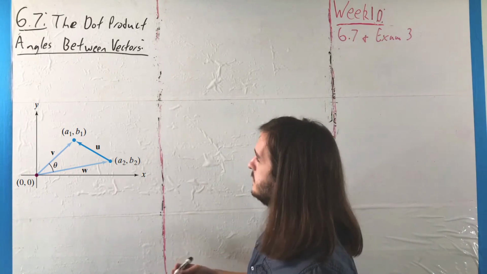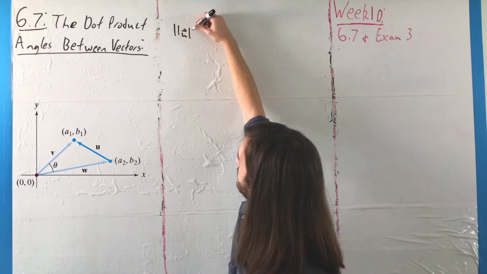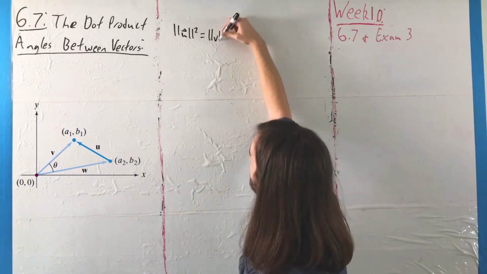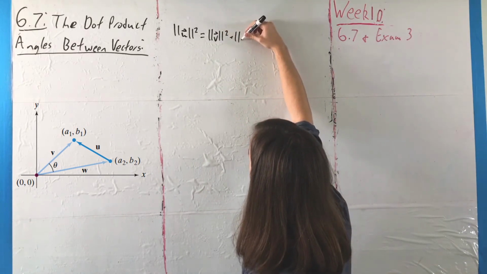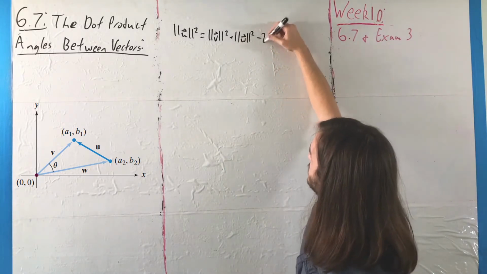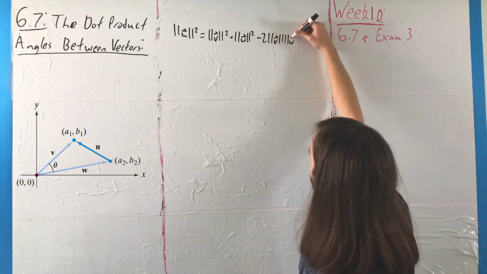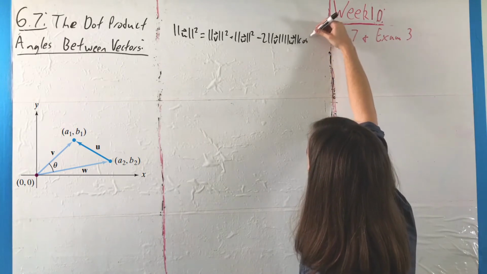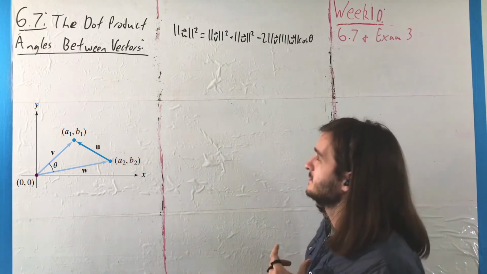That is, we have the magnitude of u squared is equal to the magnitude of v squared plus the magnitude of w squared minus 2 times the magnitude of v times the magnitude of w times cosine of that angle. Okay, that's quite a mess.